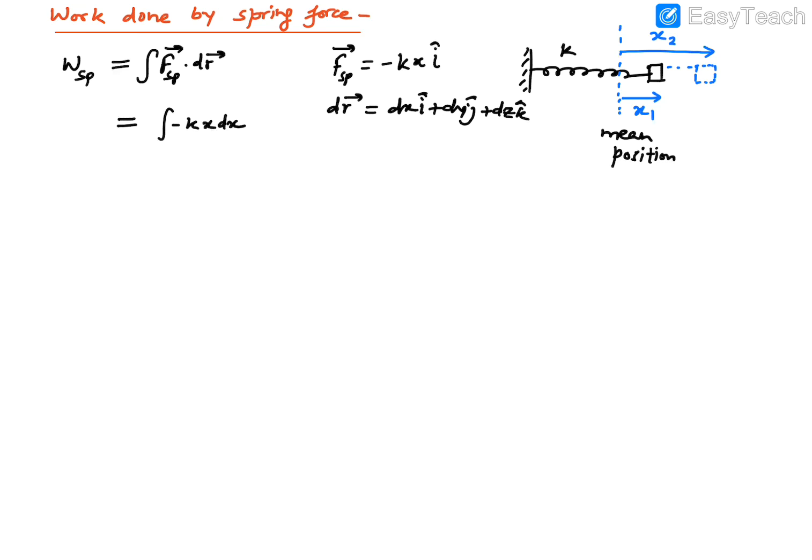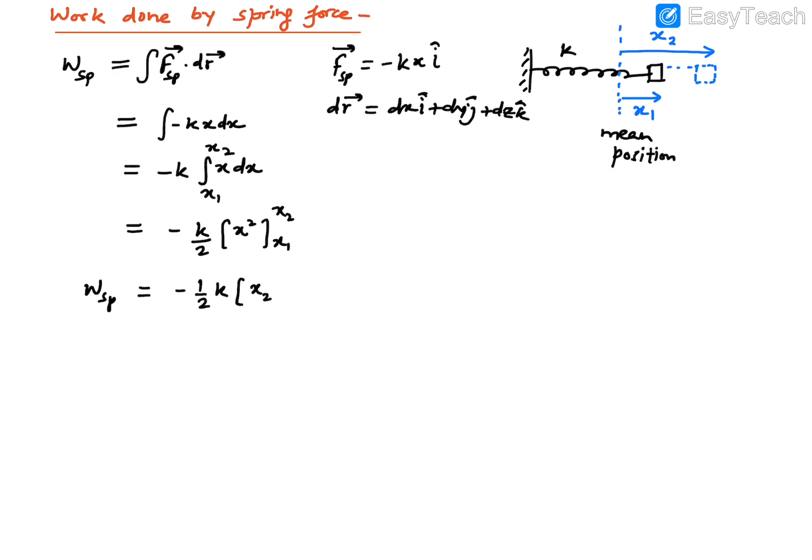And then we need to write what the initial limits and final limits are. Now this k remains constant, so you can take this minus k outside, and it becomes x dx. Initial position is x1, final position is x2, or you can write xi, xf, initial and final. It's also going to work. So it becomes minus k x square by 2, with limits 1 to 2. So work done by the spring force comes out to be equal to minus half k times x2, which is final x square, minus initial x square.